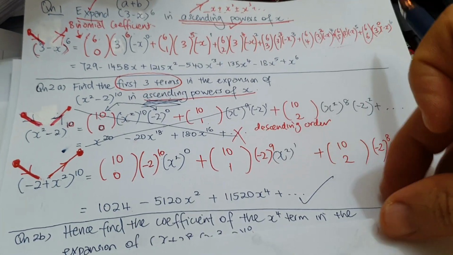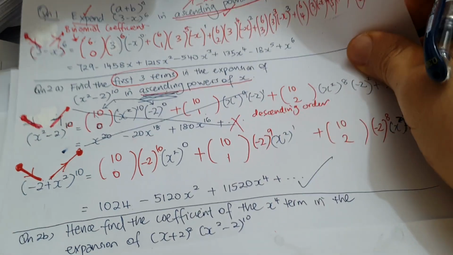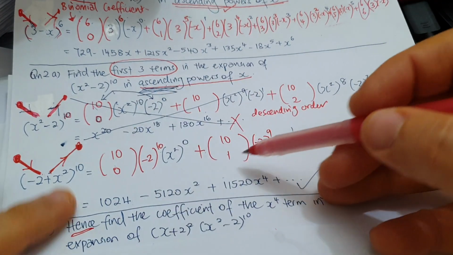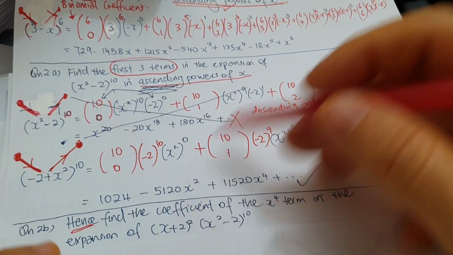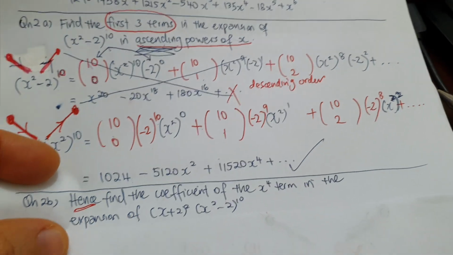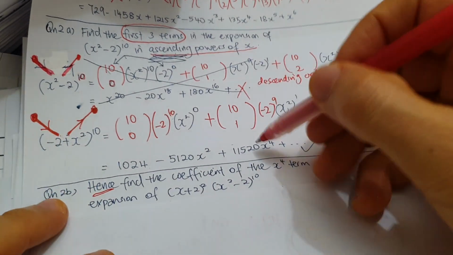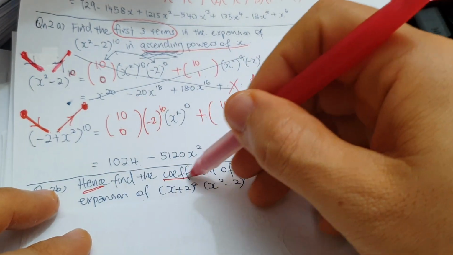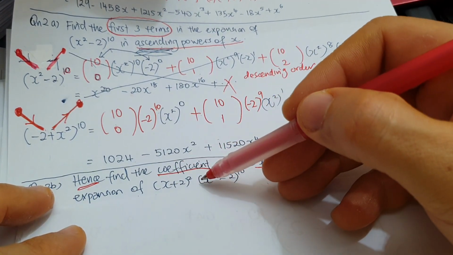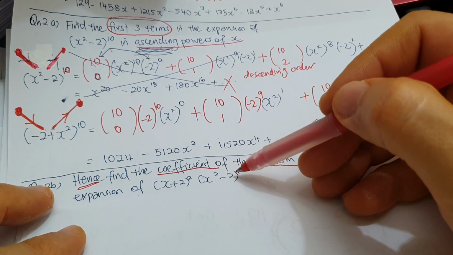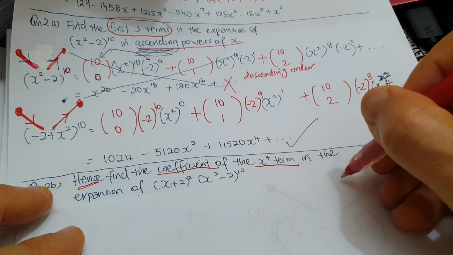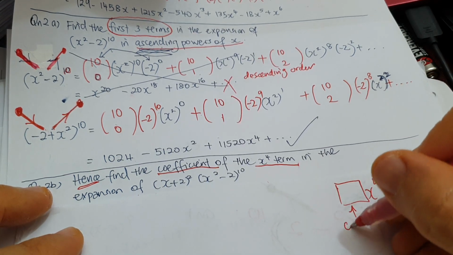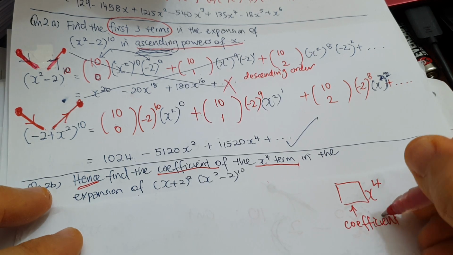Now, the next one is where some thinking is required. And normally, these are the kind of questions they give you lah. Okay, they say hence. Hence means you must use this earlier part, the result, right? They want you to find the coefficient of the x to the power of 4 term in the expansion of this. Now, what do they mean? Okay, they want you to expand this and this, okay? And then they want the number that is in front of your x to the power of 4. This is what we call the coefficient. So that's what they mean.